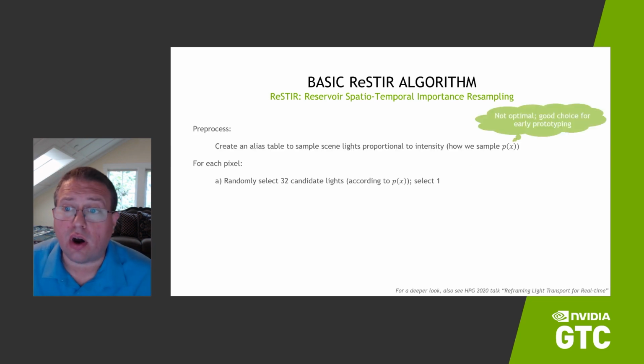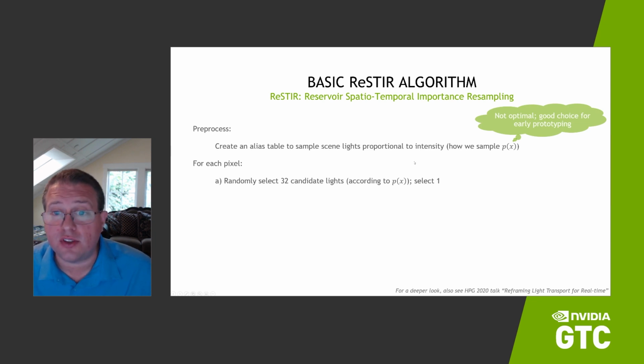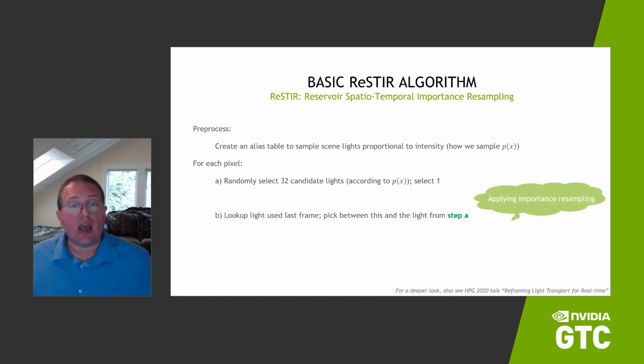Now, for our early prototype, and this is not the optimal approach, and Alexey is going to talk about ways of doing this better, we sample P using an alias table we created as a pre-process, which lets us select lights proportional to their intensity in constant time. And so that's how we sample from P.